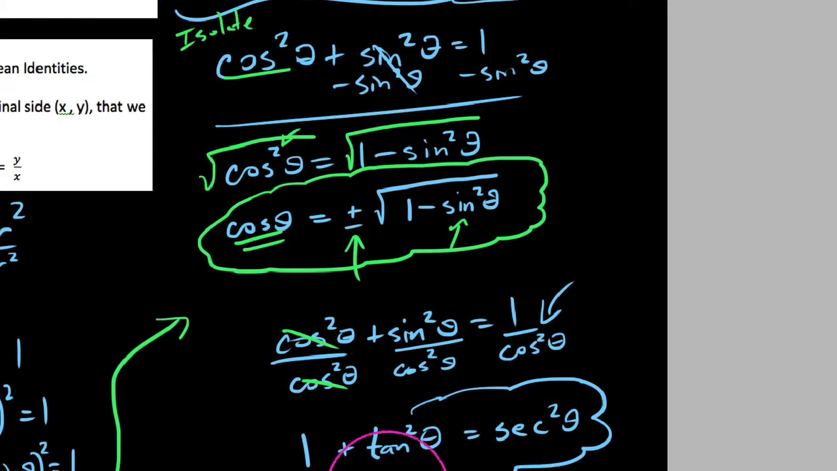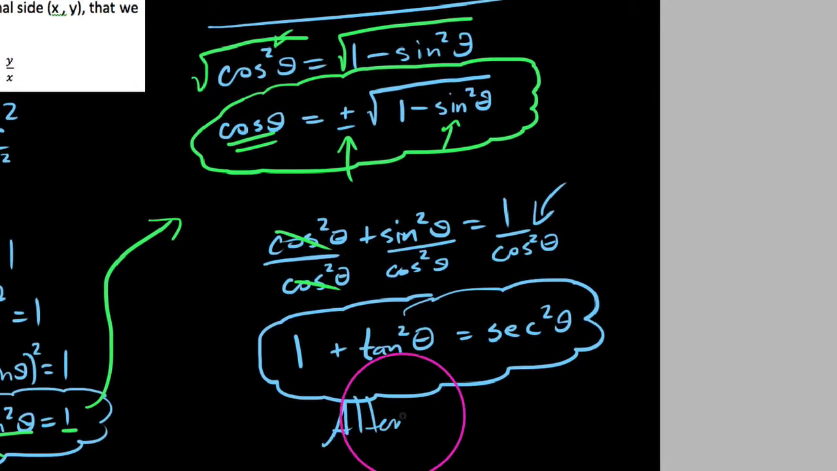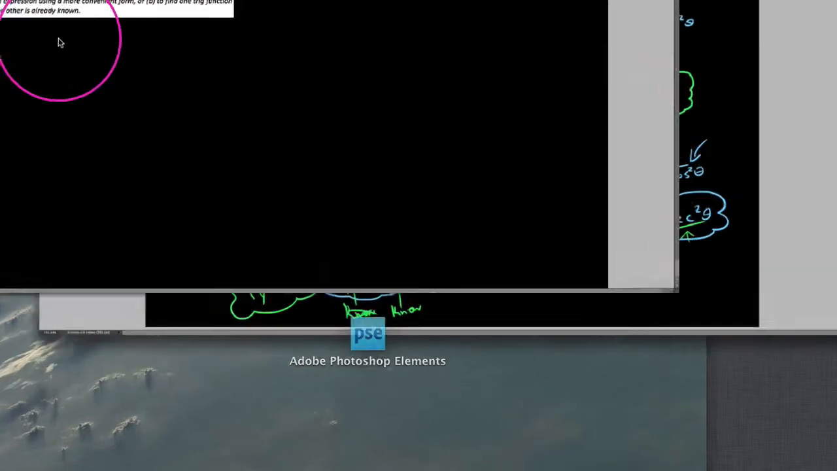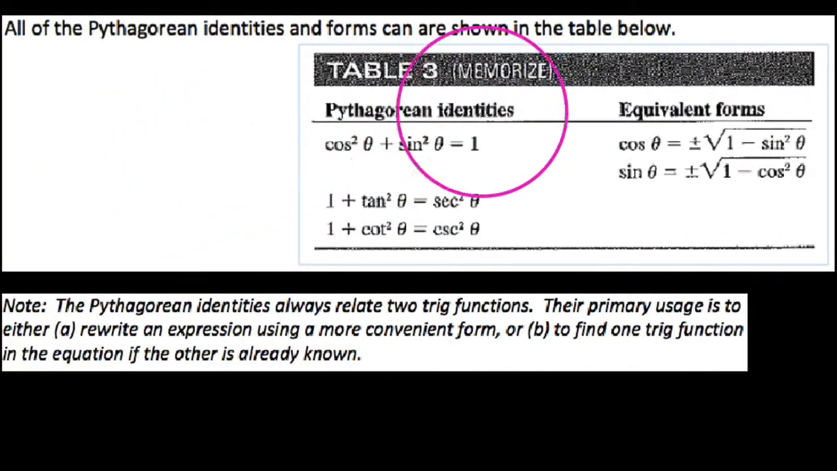So again, this was not the only alternate form. There's another alternate form of the primary Pythagorean identity. We could have divided through by sine squared, but the nice thing about this is it relates tangent to secant. So again, if we knew, say, tangent, we could plug it in and we could go find secant. So all this being said, let's go ahead and put this into practice here. But the Pythagorean identities, they are all listed here. And you'll notice these equivalent forms, man, I would memorize those.